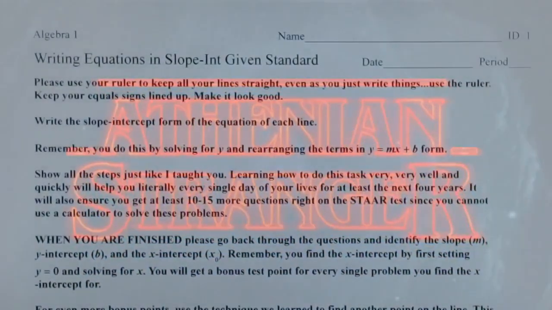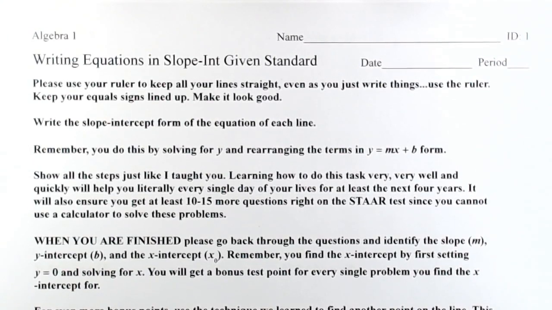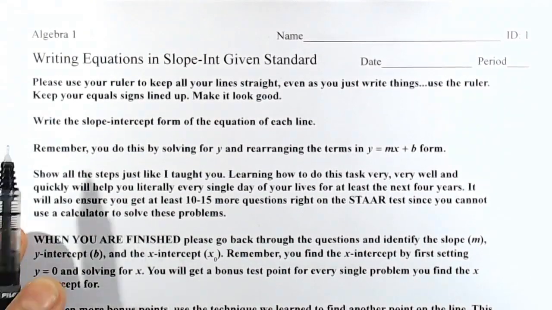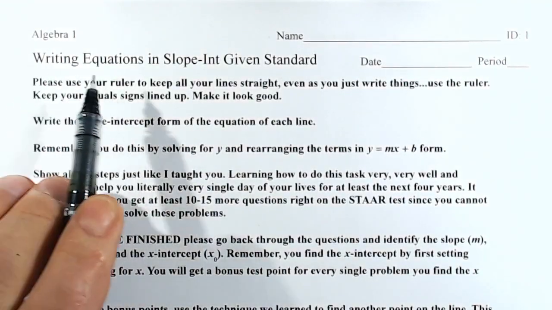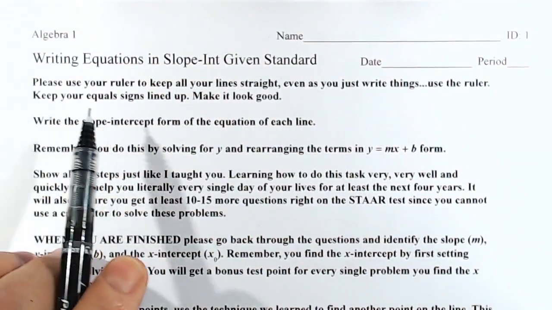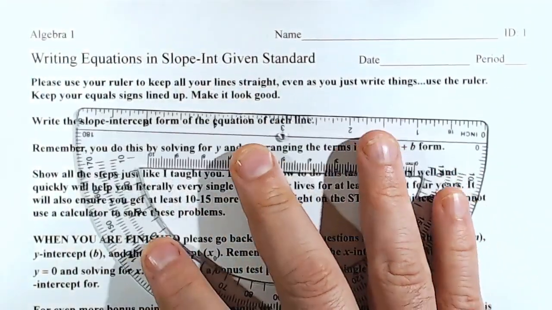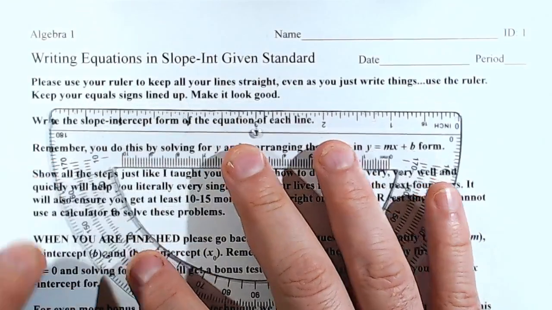At a topic that seems to trouble students quite a bit. So we're going to practice it, the goal being that with practice we'll get better. So let's go through these instructions. We're going to write equations in slope-intercept form given standard form. Please use your ruler to keep all lines straight. Even as you write things, use the ruler. I'll be using a protractor here. Keep your equal signs lined up, make it look good.